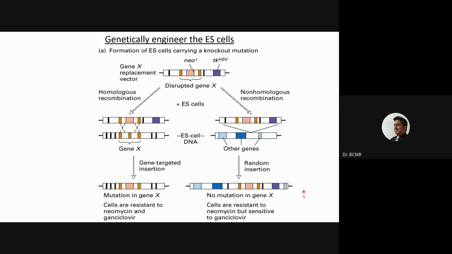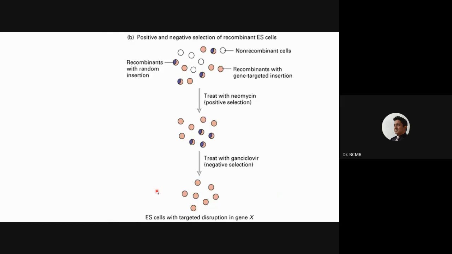So both of these are resistant to neomycin because they have the neomycin resistance gene in both cases. So that is positive selection. And only one of them is sensitive to ganciclovir because of thymidine kinase, whereas the other one is resistant because it did not get the thymidine kinase gene. So that is basically the negative selection. So we are able to separate non-recombinants from recombinants.